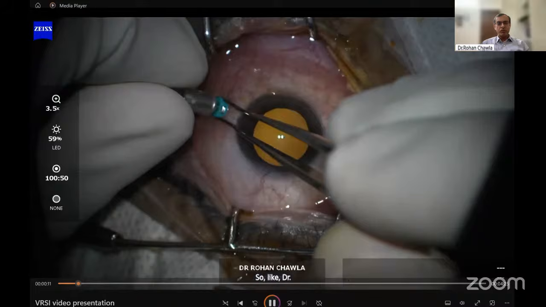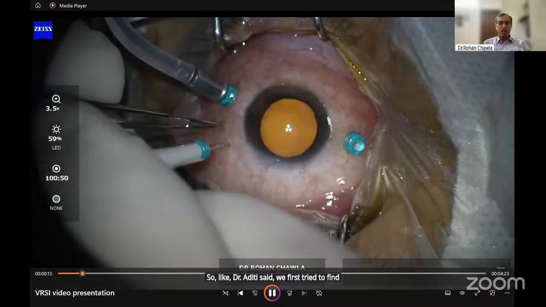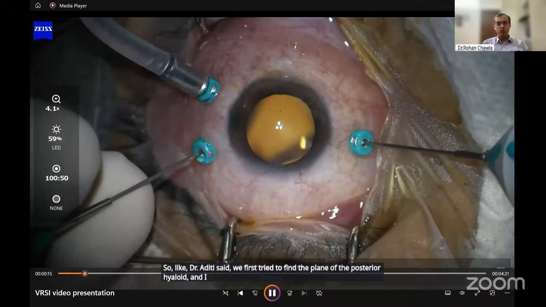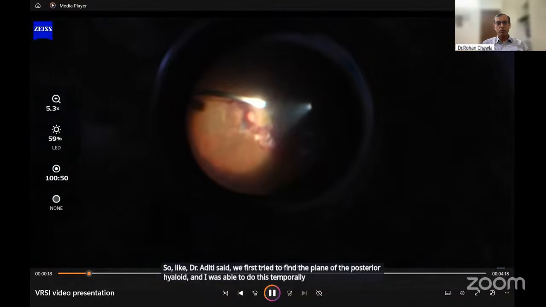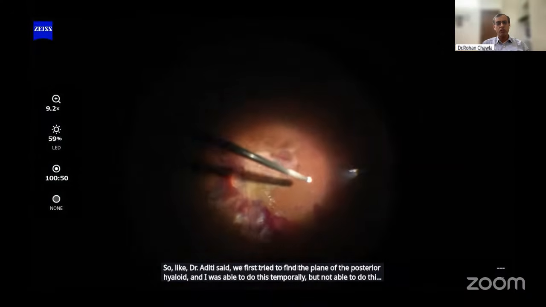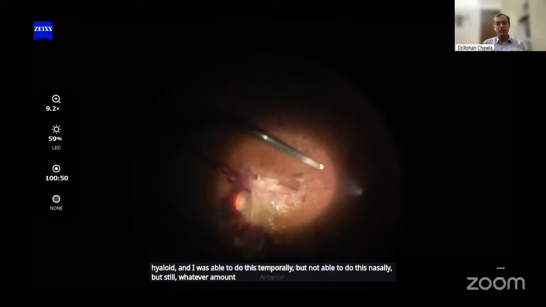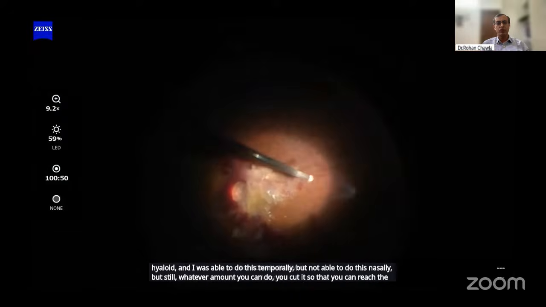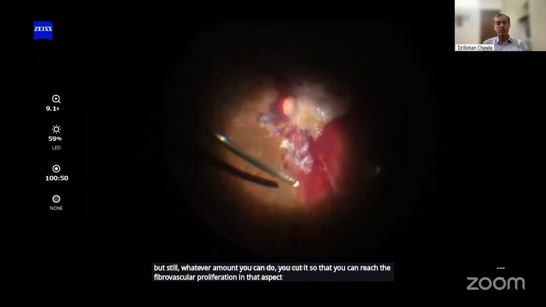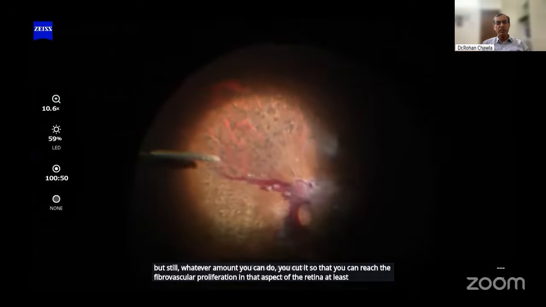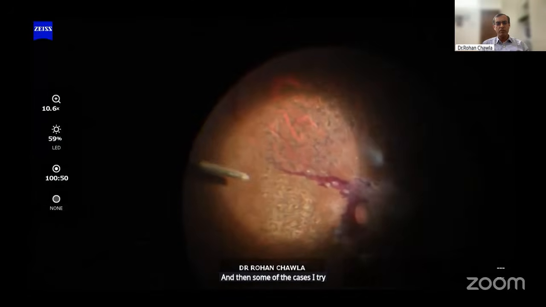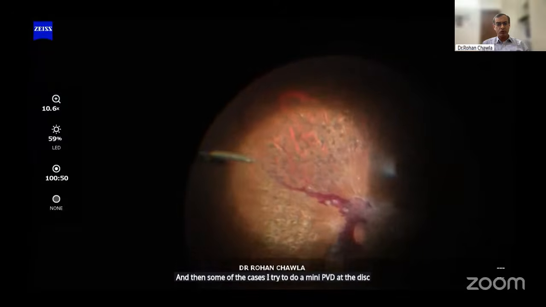Like Dr. Aditi said, we first tried to find the plane of the posterior hyaloid, and I was able to do this temporally, but not able to do this nasally. But still, whatever amount you can do, you cut it so that you can reach the fibrovascular proliferation in that aspect of the retina at least. And in some of the cases I try to do a mini PVD at the disc. That is what I was trying.